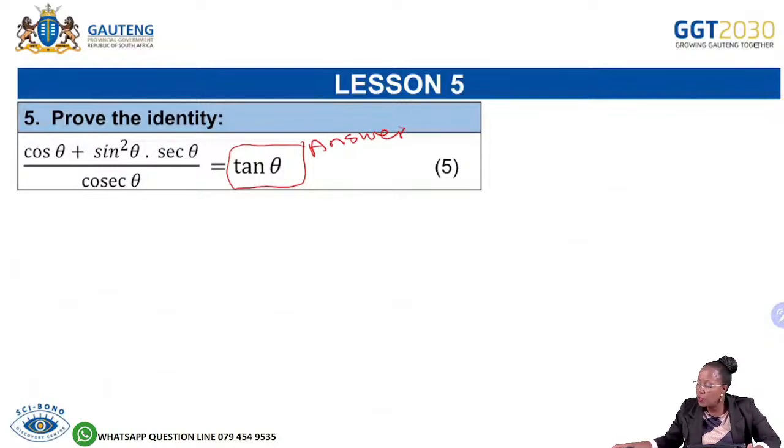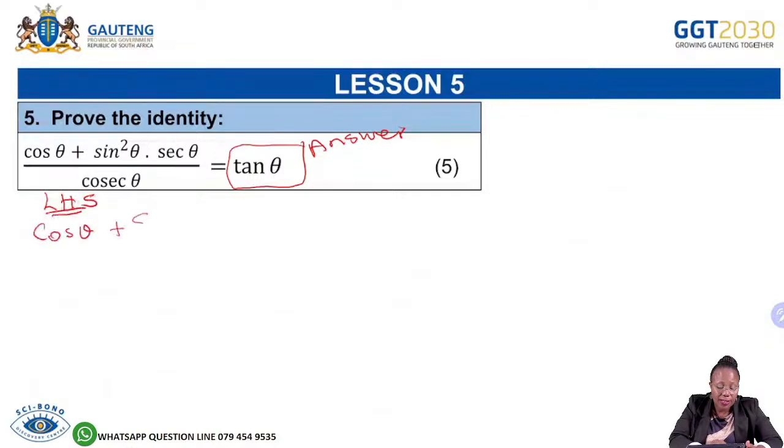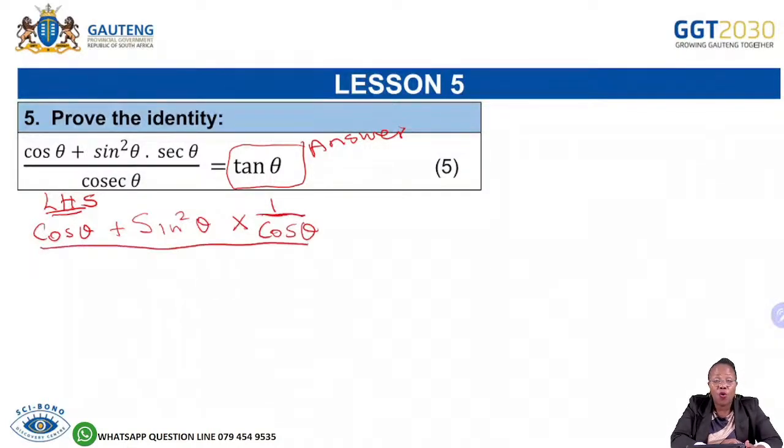Okay, let's start doing so, grade 12. We are having our identity there. We are going to take the left hand side only. And then with the left hand side there, we are going to have cos theta plus sine squared theta multiplied by a sec. Do you still remember a sec is 1 over cos? Because it's a reciprocal of cos. And then divide by the cosec, it's 1 over sine.